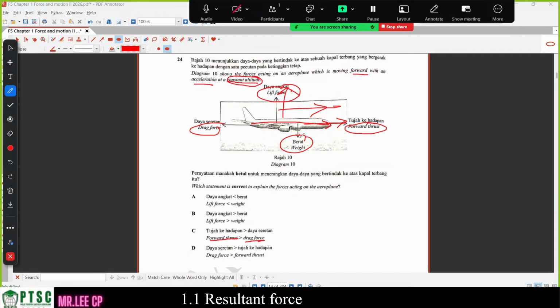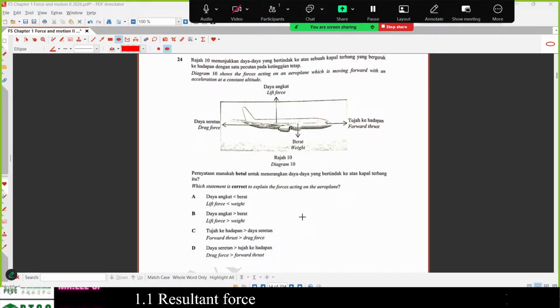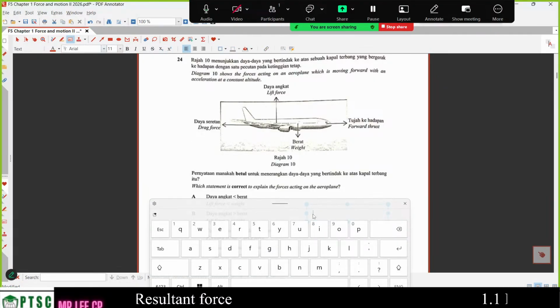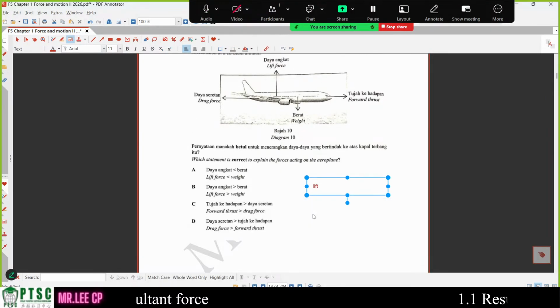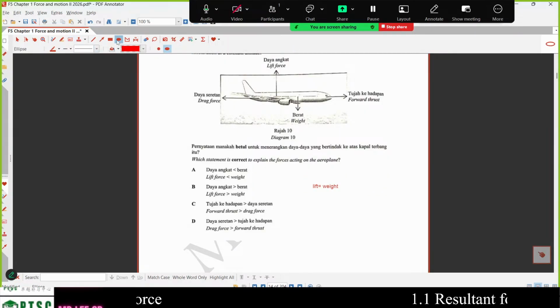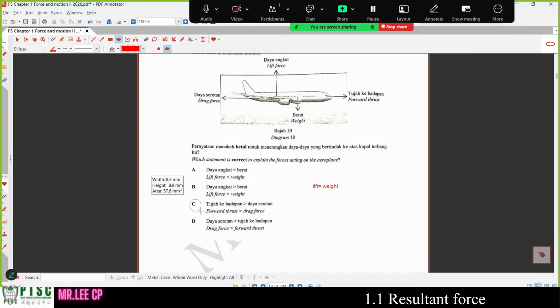Okay? But this one, the lift is equal to the weight. I write here, for this case, lift is equal to the weight. So the answer here is forward thrust is more than the drag.